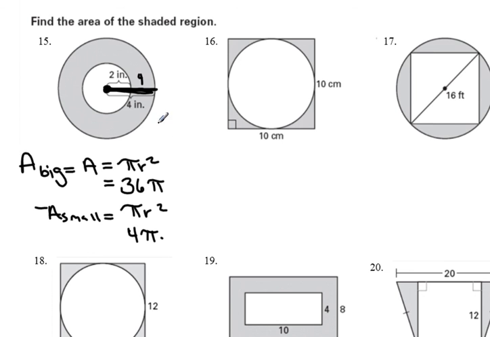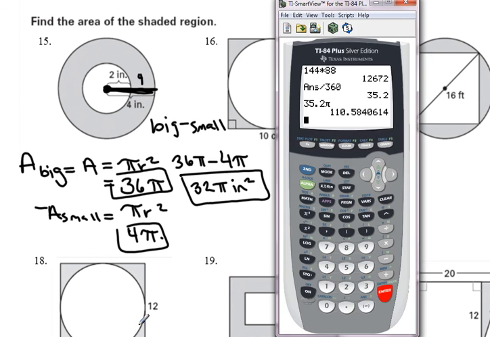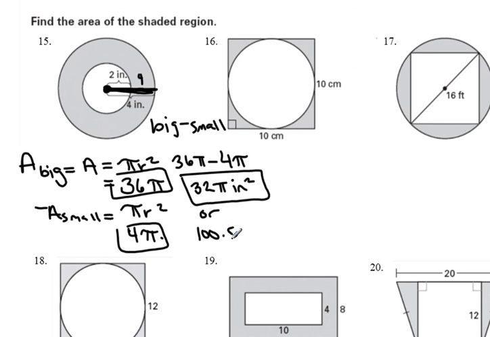So we take the area of the big minus the area of the small. The big is 36 pi, and we subtract the small, 4 pi. Well, you have 36 pi minus 4 pi, that means you have 32 pi left over. And that's area, so we're dealing with inches squared. The equivalent in terms of decimals is 32 times pi, so 100.5 inches squared.